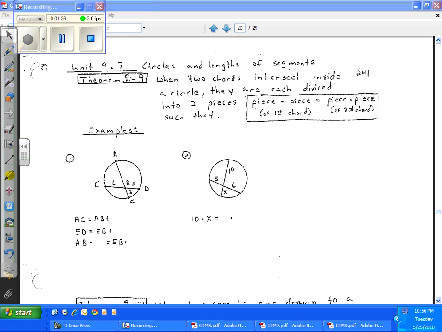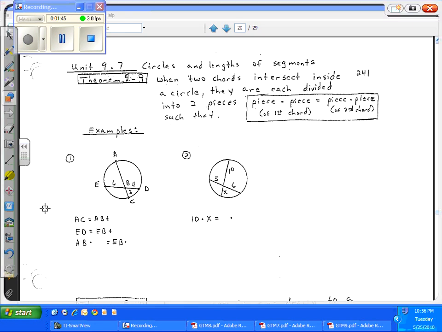Okay, so you can study that fine print. I'm just going to cut to the chase here. If two chords intersect inside of a circle, then the product of the segments of one chord, this chord has been busted into two pieces, AB and 3. So the product of the segments of this one, 3 times AB, is equal to the product of the segments of this one, 6 times 4.